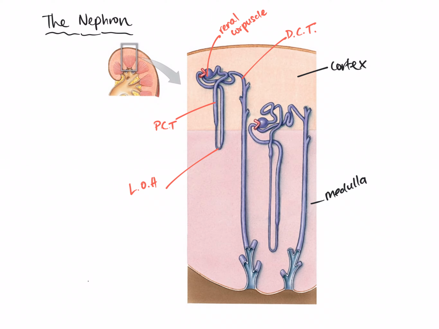So it's called distal convoluted tubule because it's a tube, it's convoluted, meaning it's windy, and it's distal because it's furthest away from the renal corpuscle, as opposed to the PCT, which is proximal to the renal corpuscle.